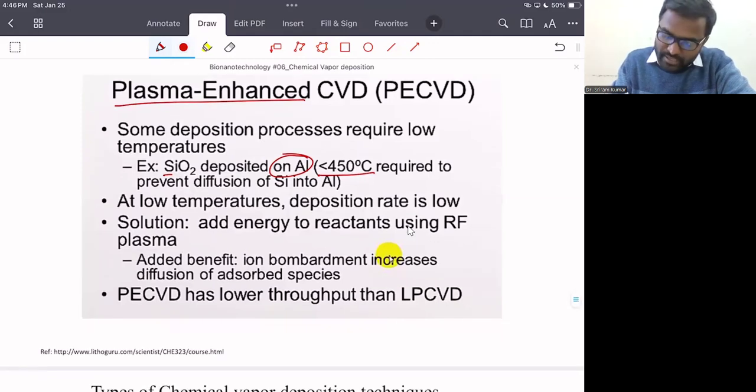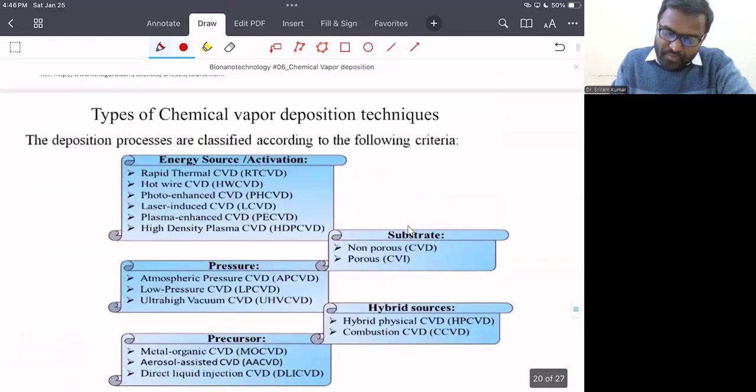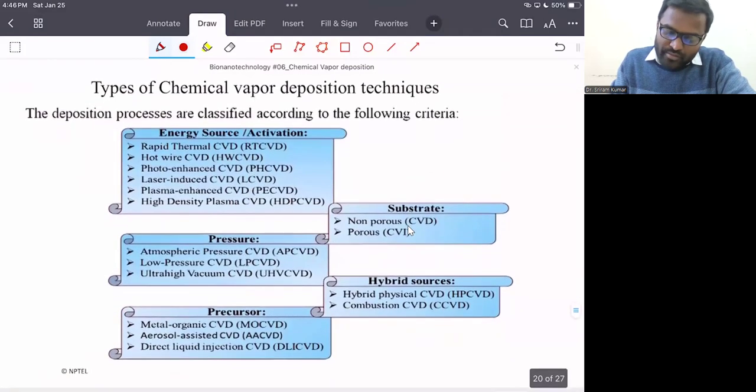So using a plasma enhanced technique, we can add energy to the reactant using RF plasma so that it can be decomposed easily. Now, based on the different kinds of energy sources, pressures, precursors, substrates, and hybrid sources, we have different kinds of chemical vapor deposition techniques. For example, here we have rapid thermal, we have hot wall.